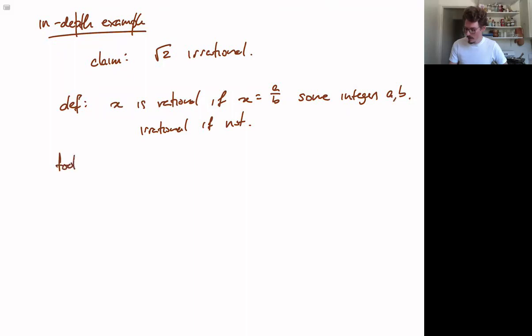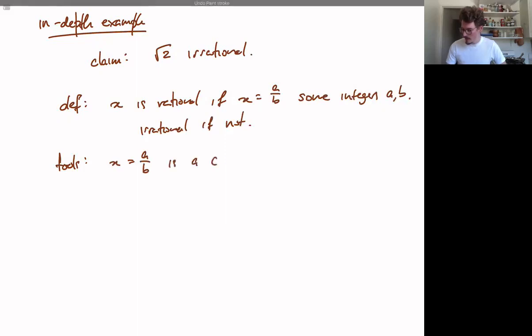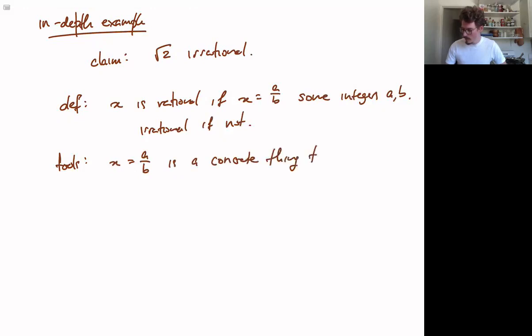So the tools that we have for these kinds of situations, well, writing x equals r over s, or I guess I'm using a and b, writing x equals a over b is a concrete thing to work with. Right? So that's not a very well thought out strategy, but the point is that that is a foothold to start going somewhere.